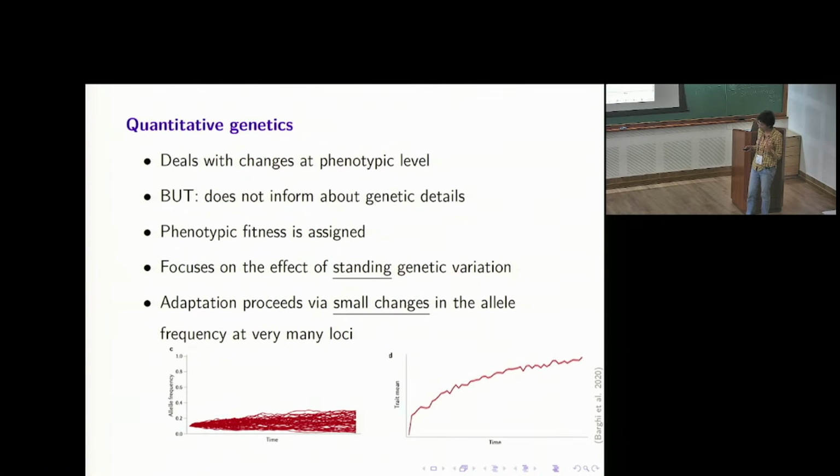Okay, so that was the polygenic architecture example, and this is traditionally studied using quantitative genetics, which deals only at the phenotypic level, but it does not tell us what's going on underneath at the genetic level. And there, of course, because we're dealing with phenotype, we assign the phenotypic fitness, and the typical focus is on the effect of standing genetic variation, the object that I discussed yesterday, that is VA, the additive variance. Okay, so the picture here is that we have lots of small effect loci, lots and lots of them, and each of them changes a tiny bit, such that still the phenotype changes.